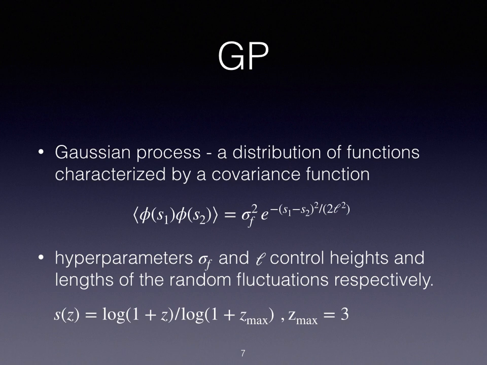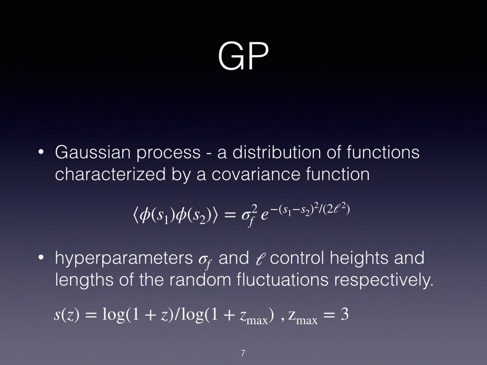We specifically use a squared exponential covariance function with the following form shown here, where the evolution variable s of z is just the log of 1 plus z over the log of 1 plus z max. And in these sorts of analyses, we take z max to be 3 when we're talking about lower redshift distance datasets. Importantly, the covariance function is characterized by two hyperparameters, sigma f and L.